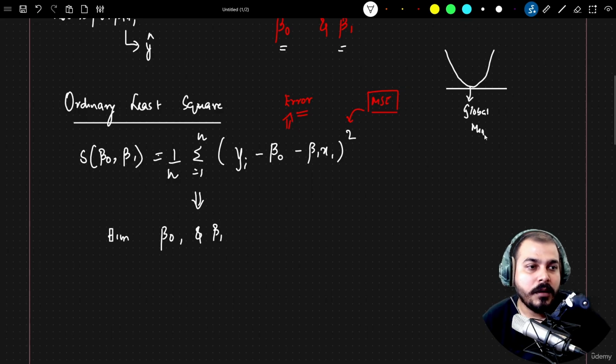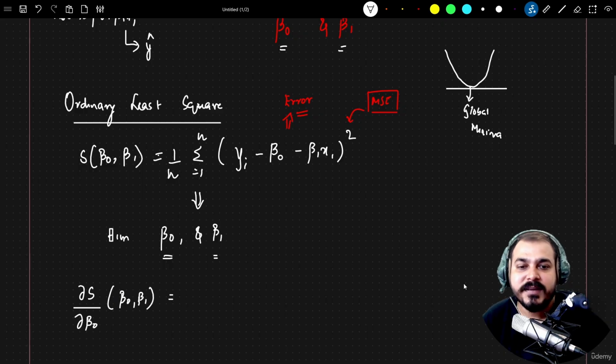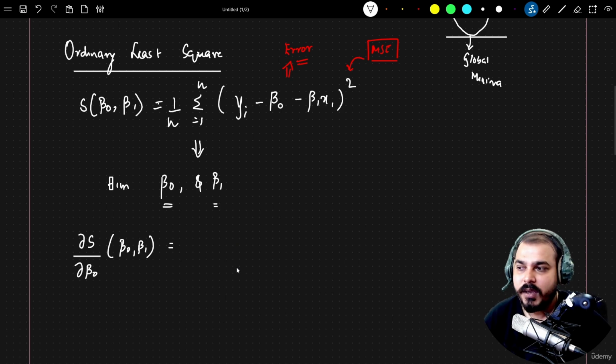Okay. Now what we are trying to do is find out what should be the formula of beta 0 and beta 1. In order to find it, first of all, I will calculate the derivative. So the derivative of S with respect to beta 0, where S is a function of beta 0 comma beta 1, is over here.